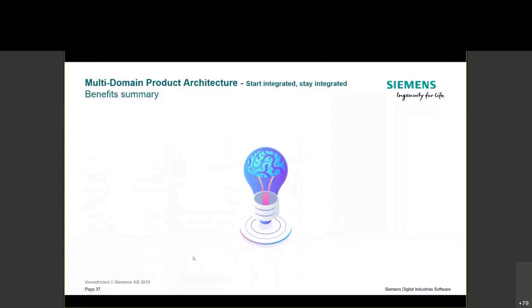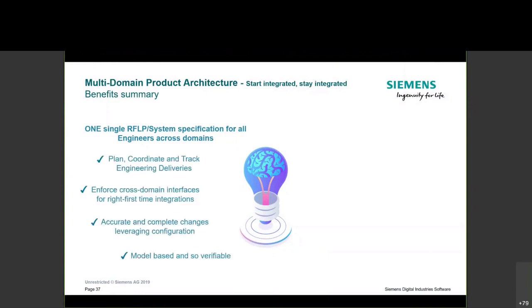And with that, I'm going to conclude. So, multi-domain architecture, what are the benefits? Well, we talked quite a lot about this concept of one single RFLP system specification for all engineers across domains. How does it help? Again, plan, coordinate, and track engineering deliveries across domains, and enforce the single specification common to everybody. Think about interfaces between functions. It's very important that everyone complies to the same interface. Accurate and complete change in context of configuration. This is model-based, so this is verifiable.